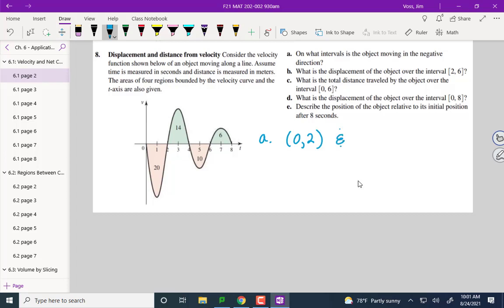And then our second interval that we see would be 4 to 6, moving in the negative direction. So those are our two intervals.